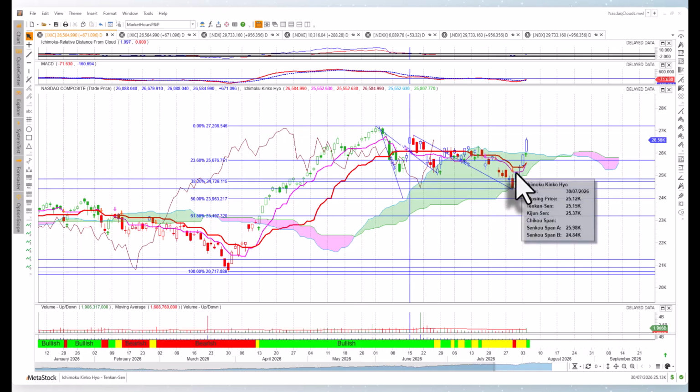Upside target was the turning line, then the standard line, and now the third upside target's reached. It broke past the top end of the Ichimoku cloud. So we're back in bullish territory, a strong bullish trend when price action is above the cloud.